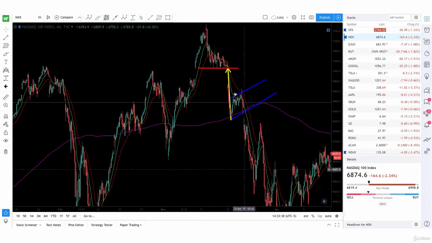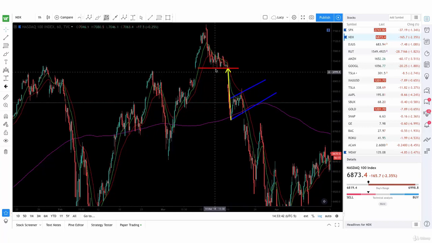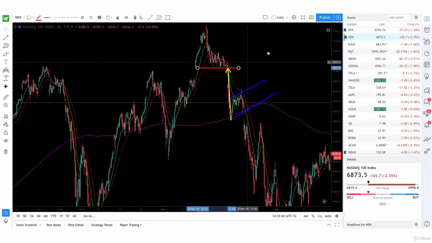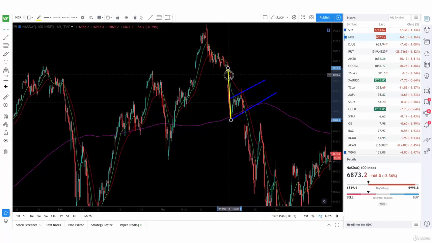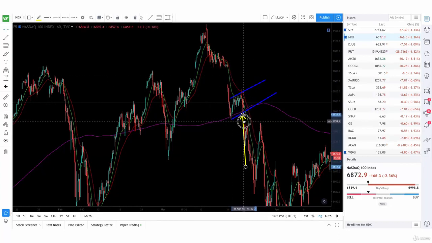Okay, the same way around, if you have a clear support level, then you want to utilize this as a reference to measure your pole. So we got our measurement here, and then it went down all the way here.